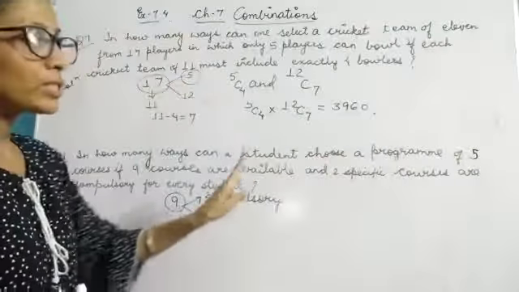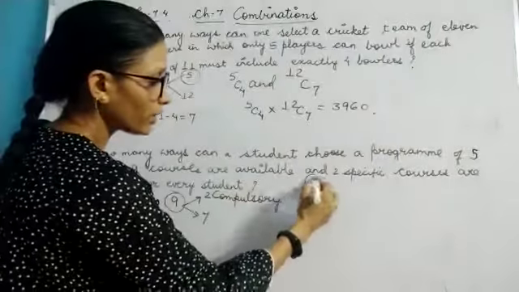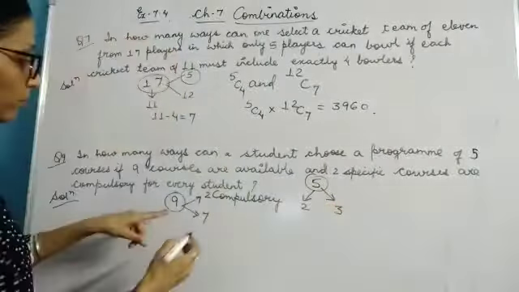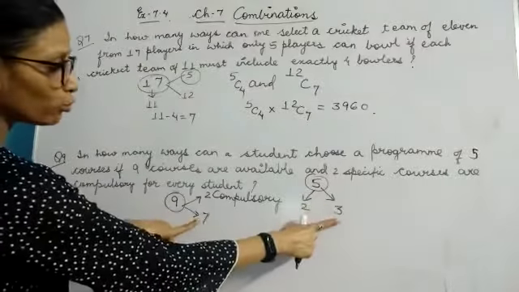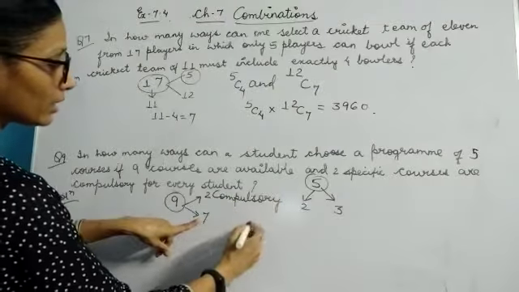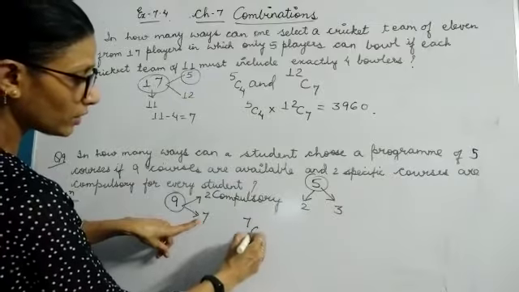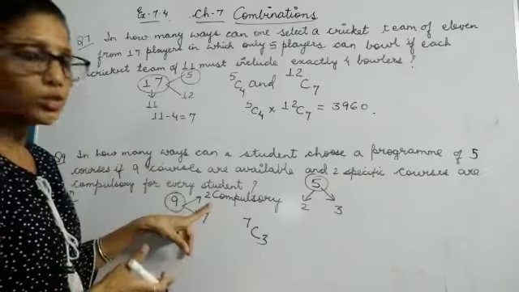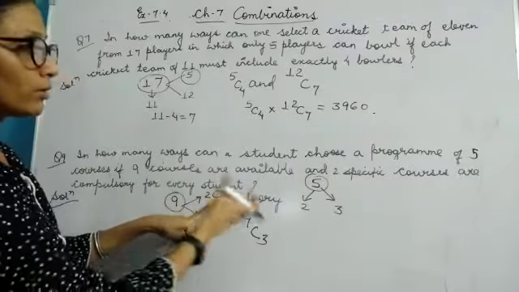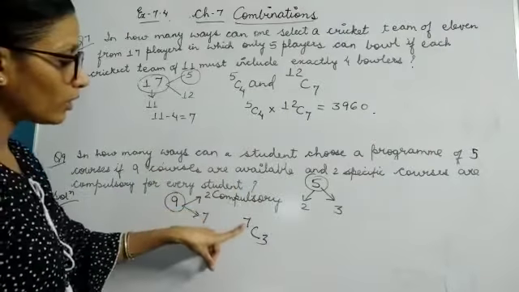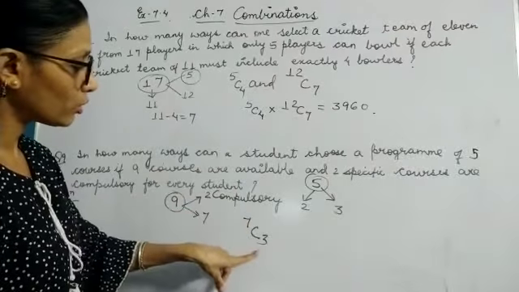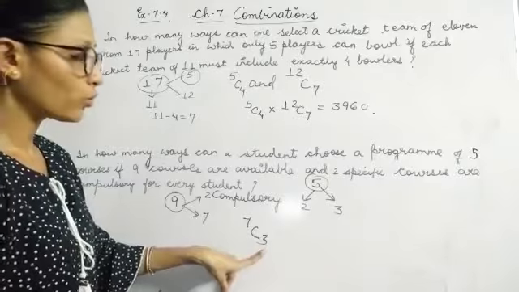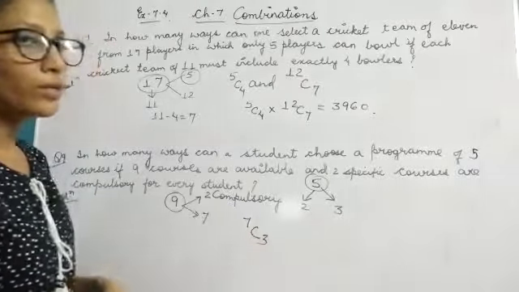So 2 are compulsory. Out of 5, 2 are compulsory, then the left courses are 3. That means from 7 they have to choose 3. So I can write it as 7. Out of 7 they want to choose just 3 courses. 2 are compulsory, so we need not take these 2 specific courses. So we are left with just 7C3. 7 are to be taken and 3 selections are to be done. So solve 7C3 and get the answer.